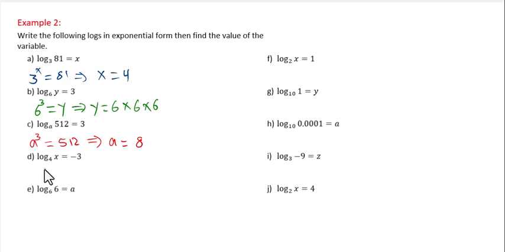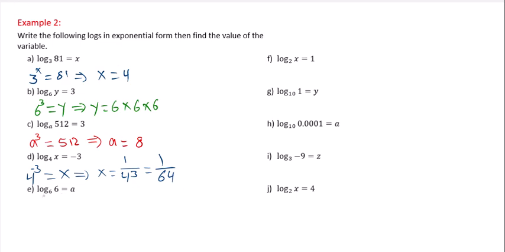Fourth one, we are given that log to base 4 of x equals negative 3. To convert it into exponential form, take the base 4, raise it to the power negative 3 equals x. It means x equals 4 to the power of negative 3, which simply equals 1 over 4 to the power of 3, which is equal to 1 over 64.